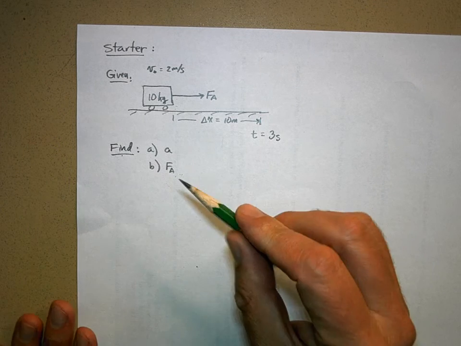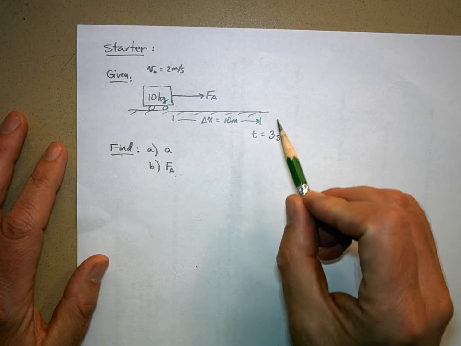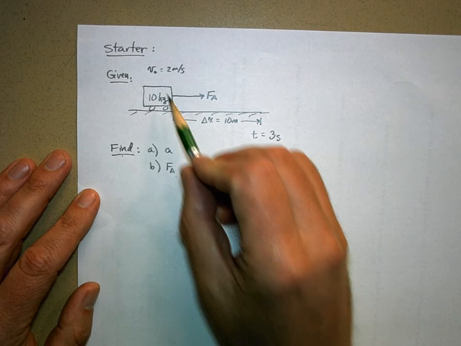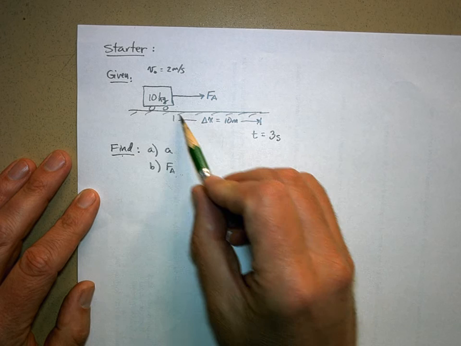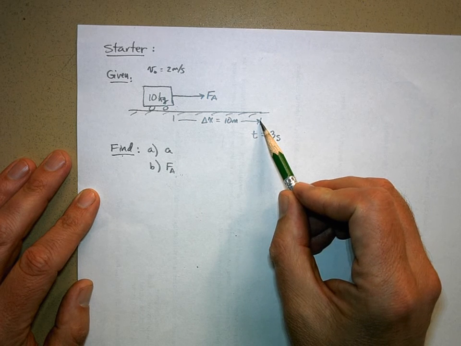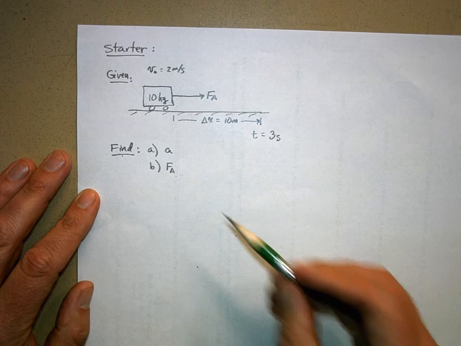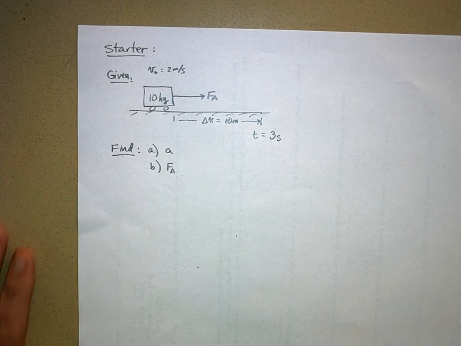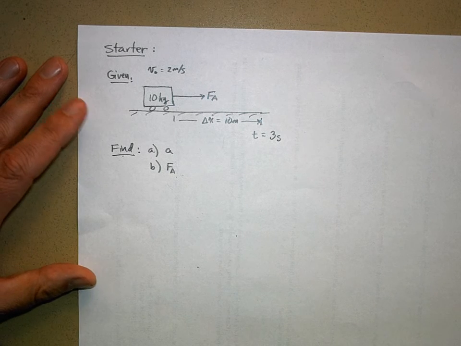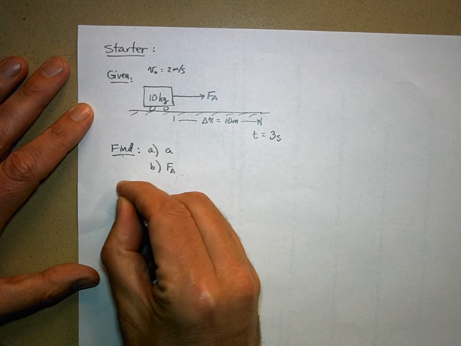A 10 kilogram crate is being pulled to the right across a frictionless surface, or we got wheels on there, and starts off going 2 meters per second. We're going to pull on it. It's going to move 10 meters in 3 seconds. So we want to know what's the acceleration on the crate, and what is this applied force right here. And so let's go ahead and solve it.